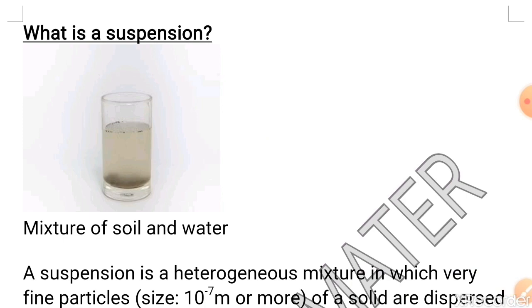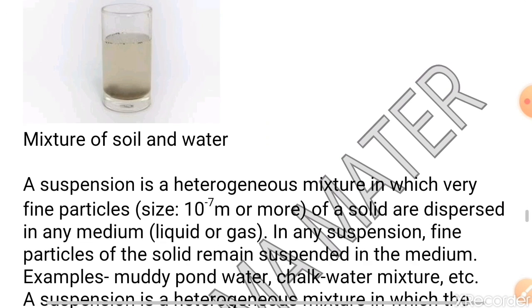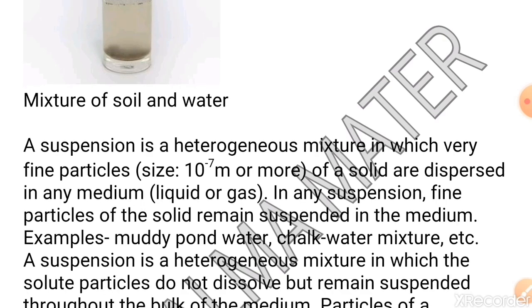Now we can say a suspension is a heterogeneous mixture in which fine particles, which are about 10 to the power minus 7 meter or more in size, of a solid are dispersed in any medium. That medium could be liquid or gaseous. In a suspension, fine particles of solid remain suspended in the medium.